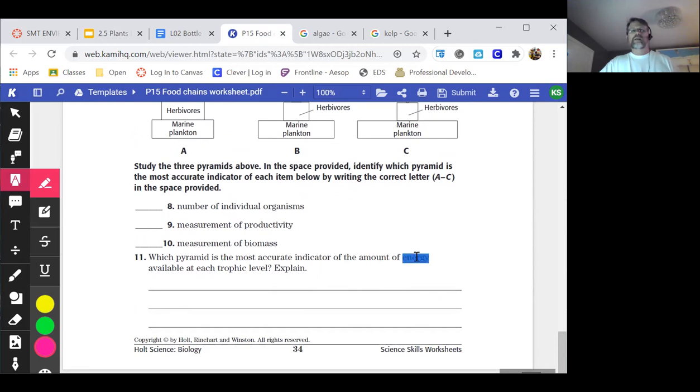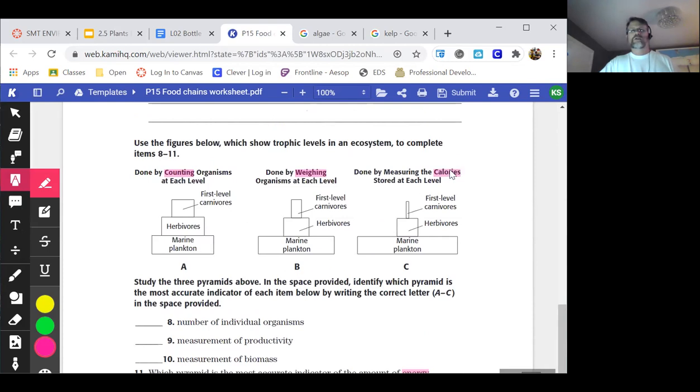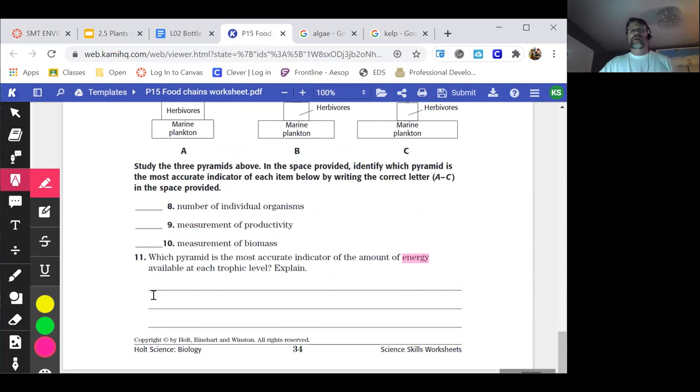And like I said, if we're looking at energy, which pyramid is the most accurate indicator of the amount of energy available? Well, energy available is measured in calories. So it is going to be the third pyramid, because calories measure energy.